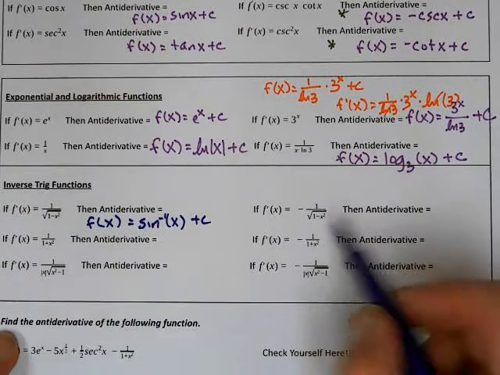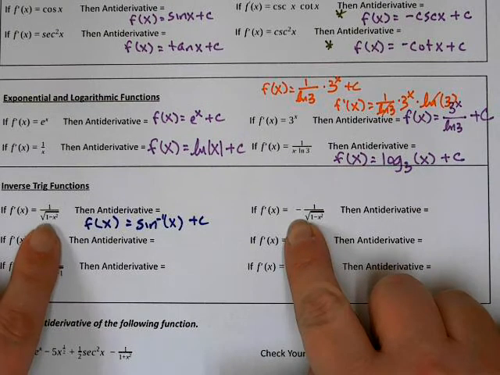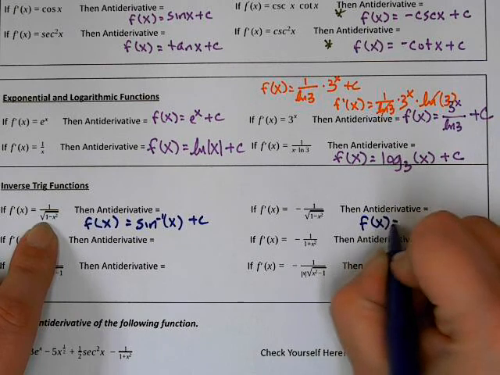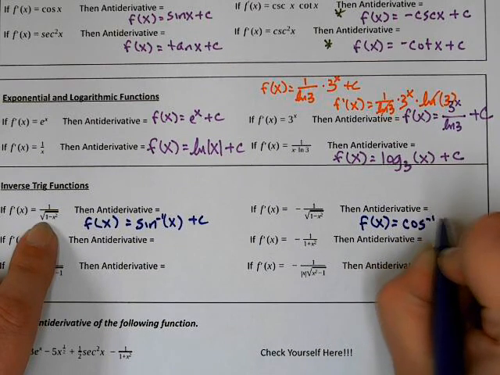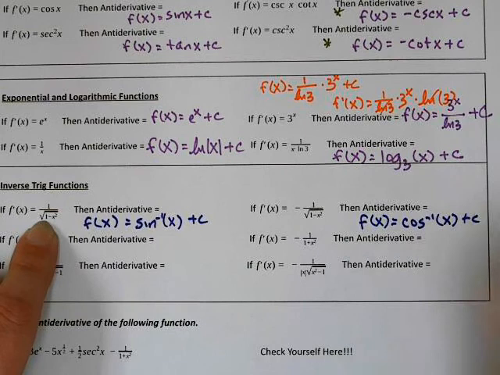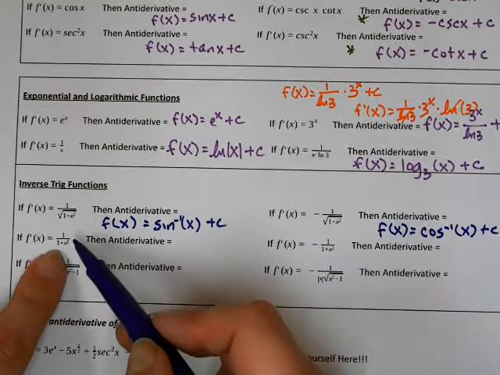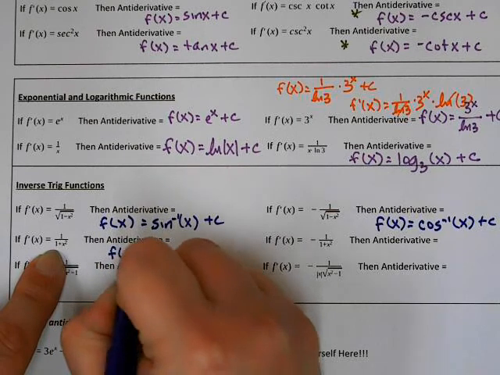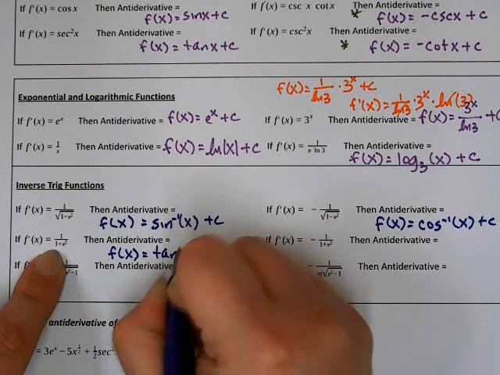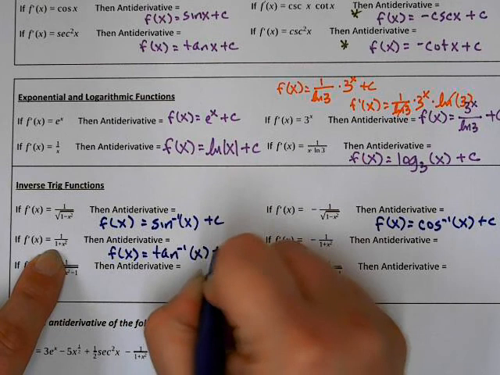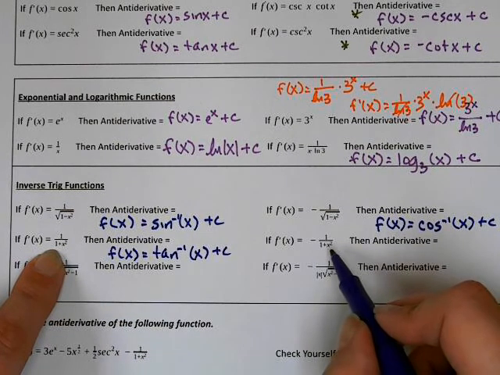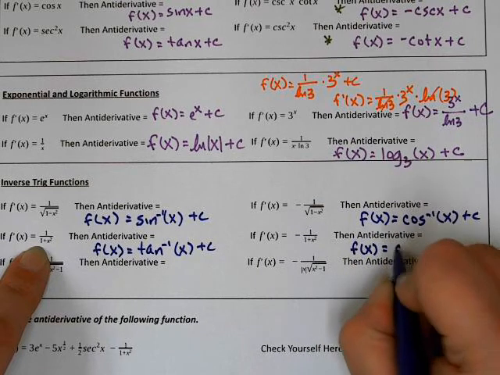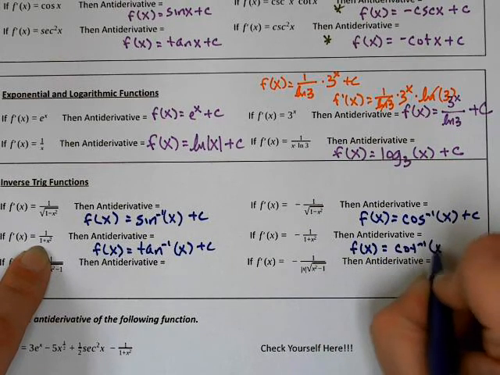Over here, all we have is the opposite of that derivative, which means this original function is cosine inverse of x plus c. 1 over 1 plus x squared, we would get an original function of tangent inverse of x plus c. Over here we have just the opposite of that, which means this original function must have been cotangent inverse of x.